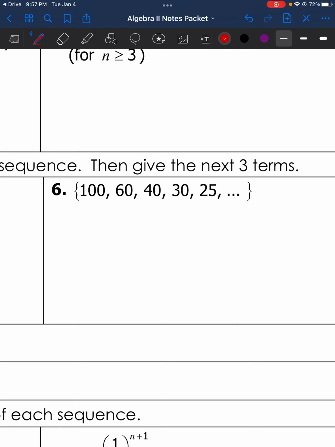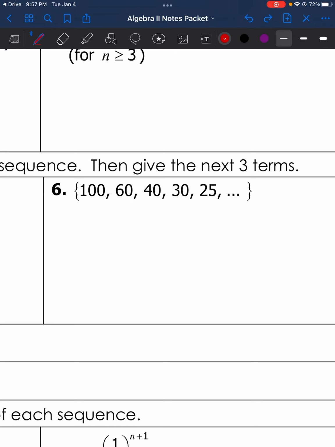How can we go from 100 to 60? So we can minus 40, but if we minus 40 from 60, we would get 20, not 40. So we can't just minus 40. We can divide, let's see, we can divide this number.